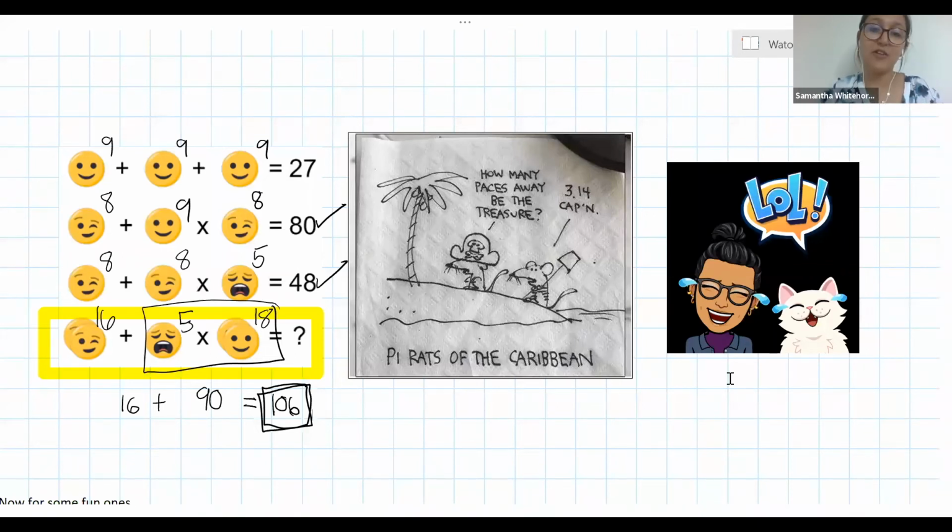We need to be careful of our operations. We need to be careful of the fact that in the last one, there were 2 winking faces and 2 smiley faces. And remember, we always do multiplication first. It was slightly trickier because in the second one, we had a winking face plus a smiley face times a winking face, and we had to work it out almost through a bit of guesswork. But at the end of the day, we get 106 as our answer.